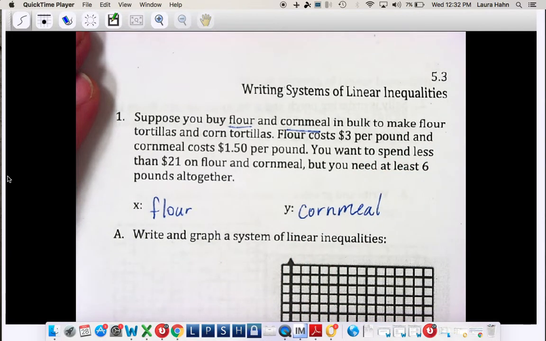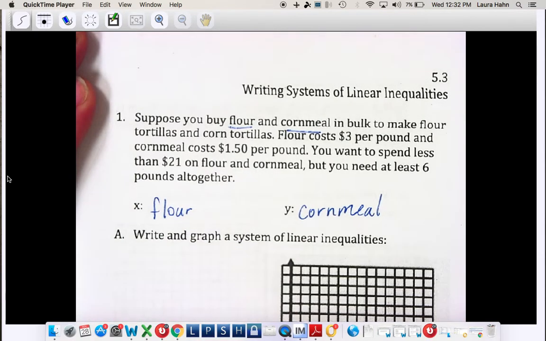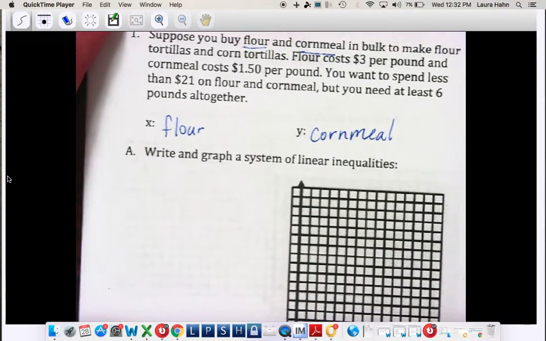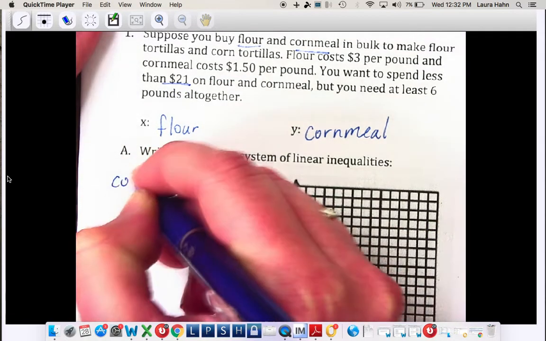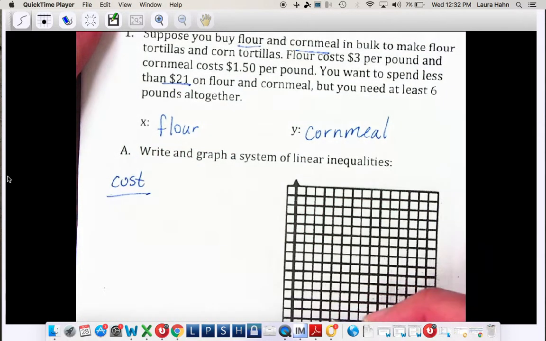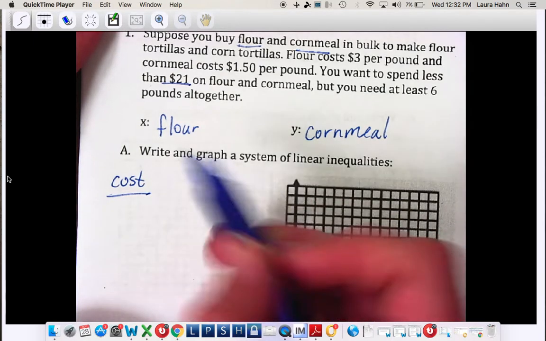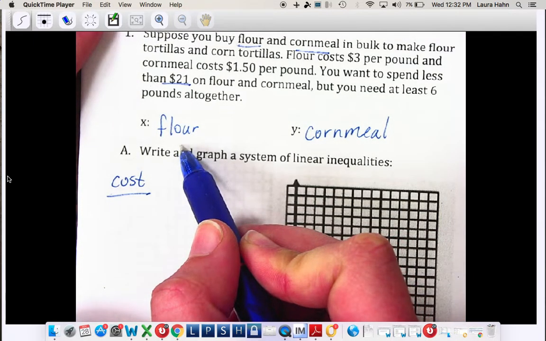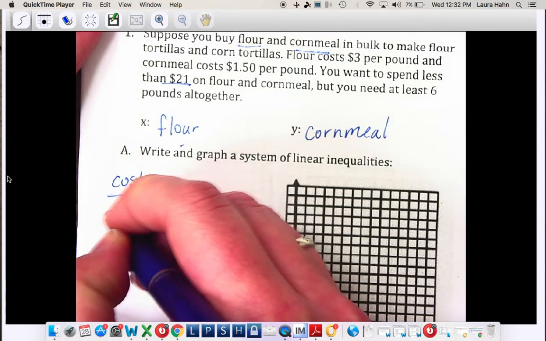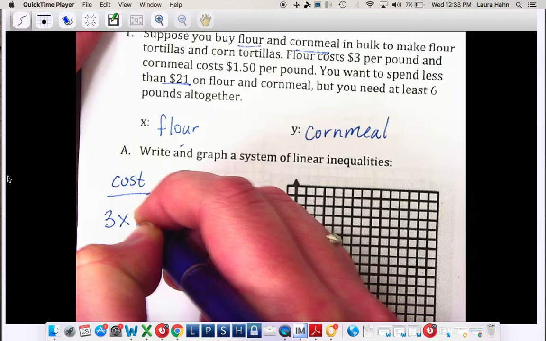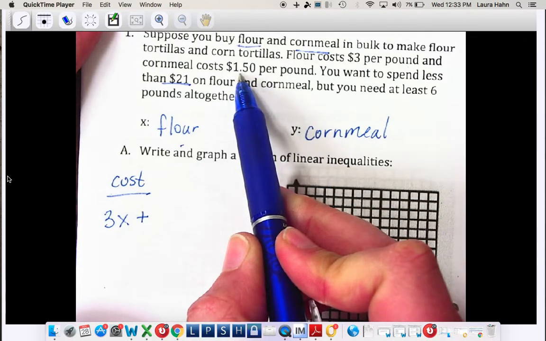Okay, so I need to write two different inequalities so I can graph them. My first one is going to be talking about the cost, how much I can spend. All right, so I'm going to label this as cost. And I know that the flour costs me $3 per pound. It tells me right here. So I know it's going to be $3 per pound of flour, plus it's going to cost me $1.50 per pound of cornmeal.